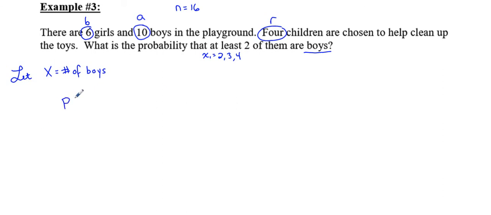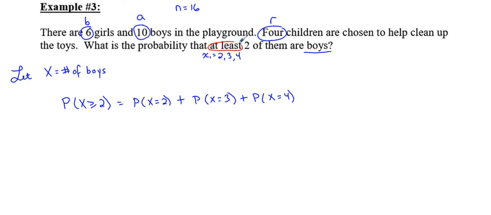So we are looking for the probability that the number of boys is at least 2. So we've got 3 cases. We need to look at the probability that the number of boys is 2, or the probability that the number of boys is 3, or the probability that the number of boys is equal to 4. So you really have to watch, just like any probability question, those words at least, at most, things like that.